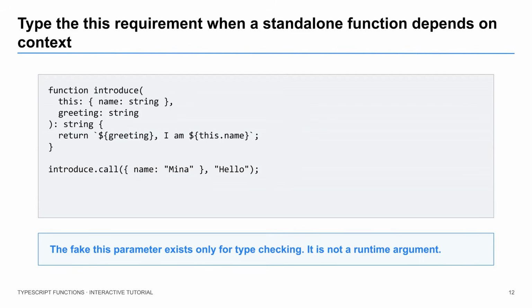TypeScript lets a standalone function declare the shape required for this. The special this parameter is erased at runtime, but it allows the compiler to check call, apply, and bind. Here the function requires an object with a name. Passing an incompatible context becomes a type error before the code runs.